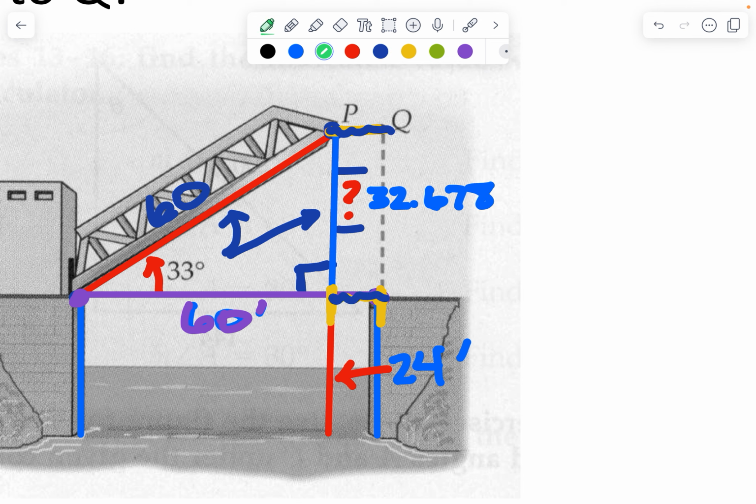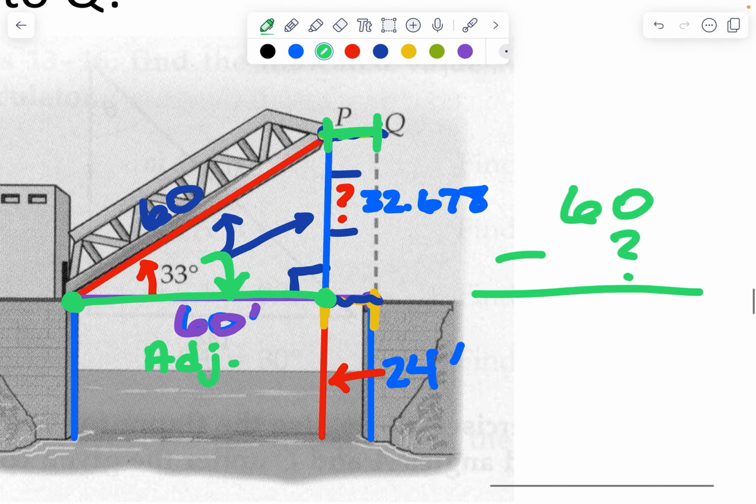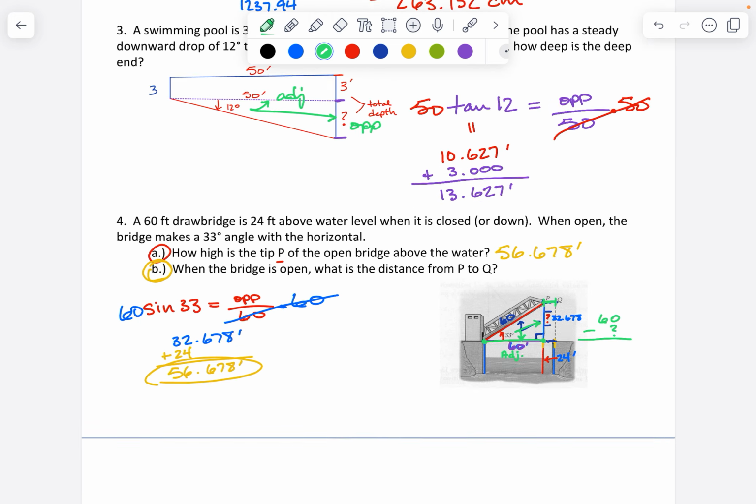So if we can find this distance while the bridge is up, we can subtract it from 60, and it will leave us with this little bit right there. So essentially what we need to do is find, from 33, the adjacent side, okay? So we have the opposite, we need the adjacent.